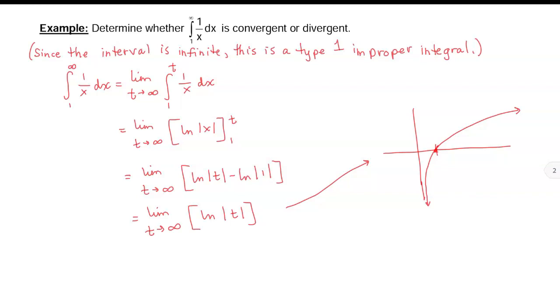So when you think about t going to infinity, this function is forever increasing as it goes to the right. So when I evaluate, this is me analyzing, I'm taking the limit now. The natural log of a very large number is going to be a very large number. So this answer is infinity, and that means the limit does not exist as a finite number. Therefore, the integral is divergent.